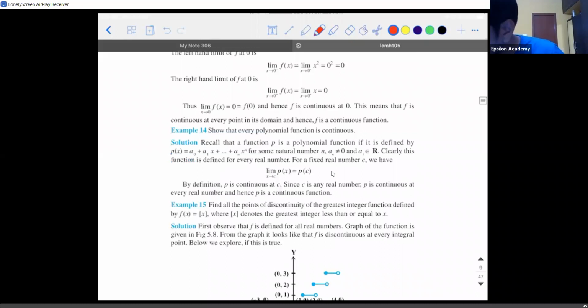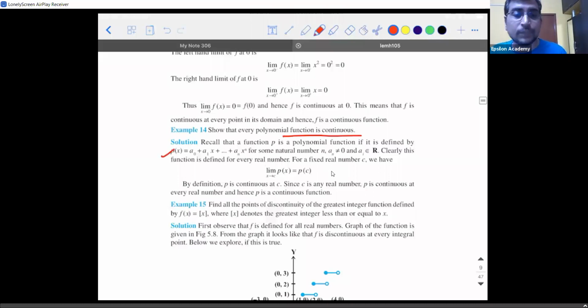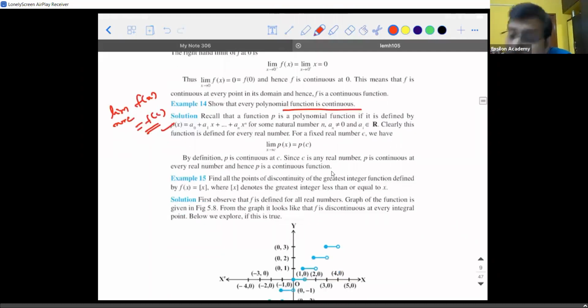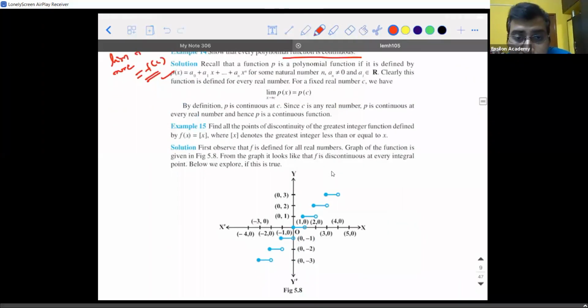Show that every polynomial function is a continuous function. What you can do is take a polynomial function p of x is equal to a0 plus a1x plus so on till an x power n. If you are able to prove limit x tends to c f of x is equal to f of c, then you can prove that the given polynomial function is continuous at every point. You need not take the left limit, right limit here, because for a polynomial function the domain is real numbers. Hence, it is continuous throughout the real numbers, any polynomial function. Only if it is a rational function, you need to take certain steps into consideration.